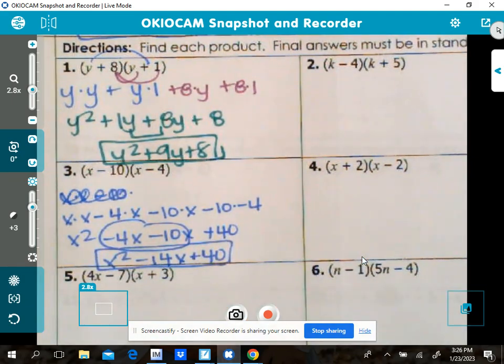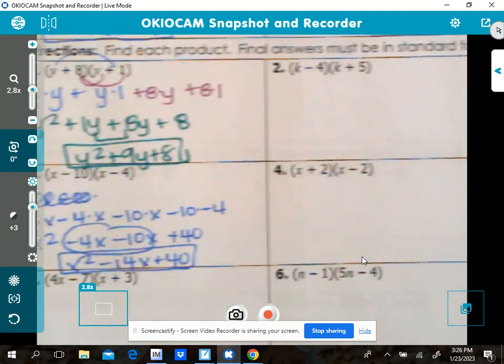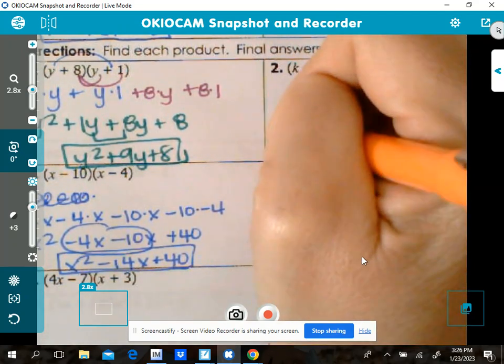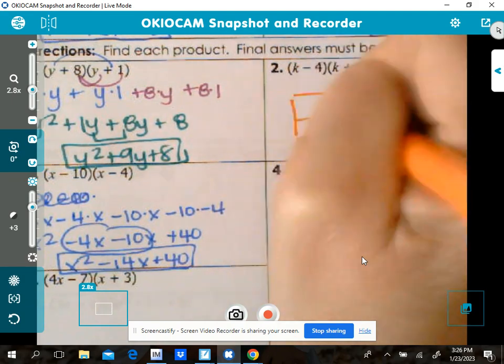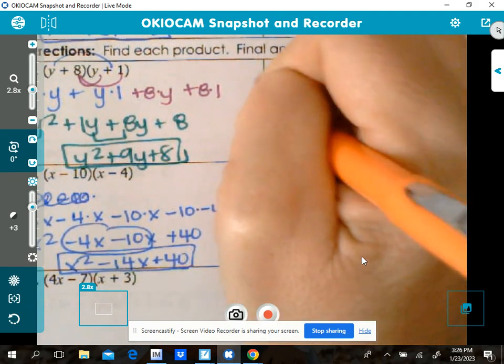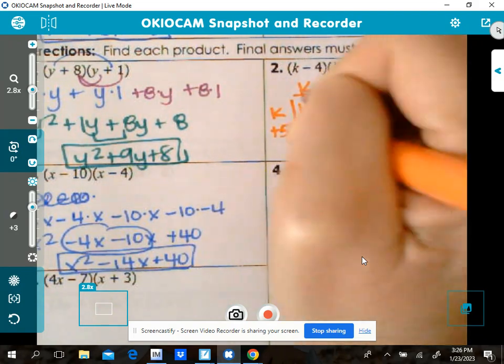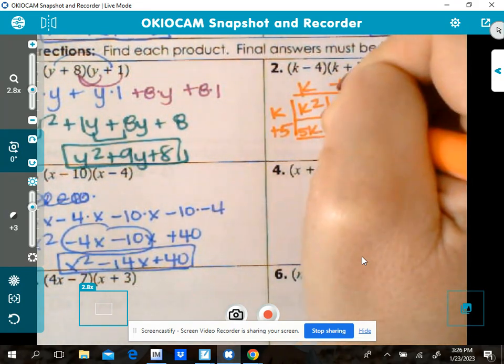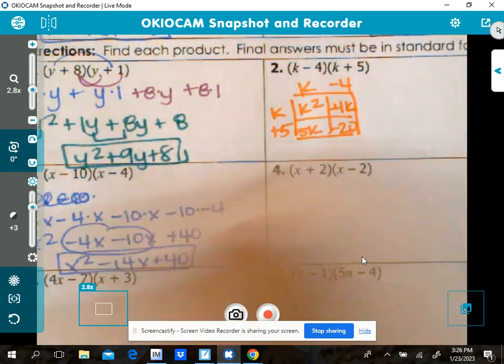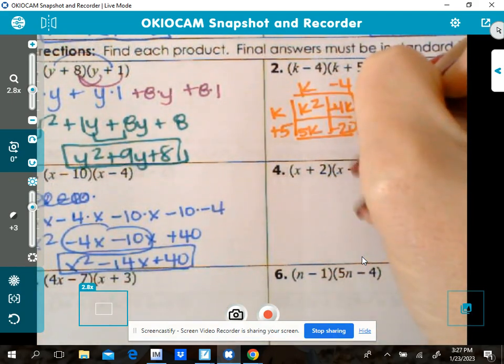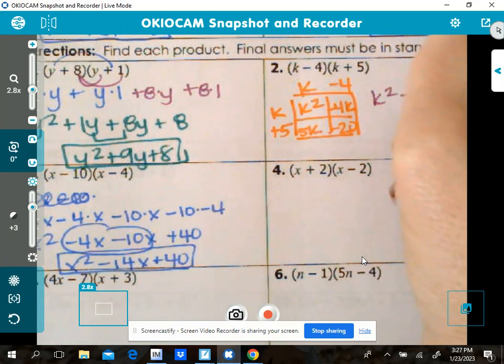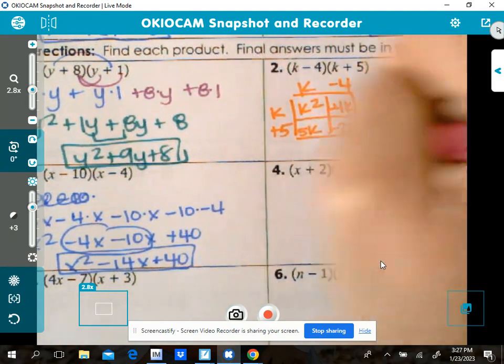Now, with the distributive property, a lot of times you've got to pay close attention to your signs, okay? All right, so over here, let's do the box on a couple. So k minus 4 and k plus 5. So that's k squared minus 4k plus 5k minus 20. So again, k squared minus 4k plus 5k minus 20, and we get k squared plus k minus 20.